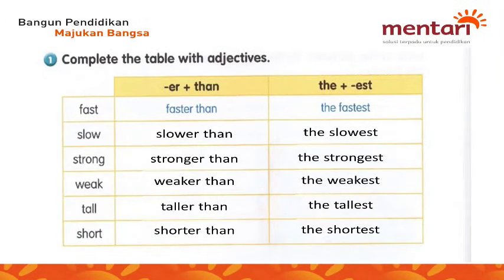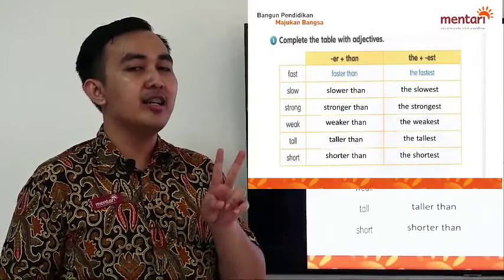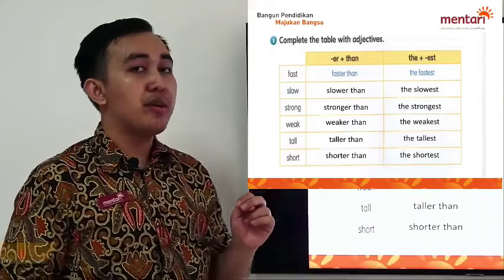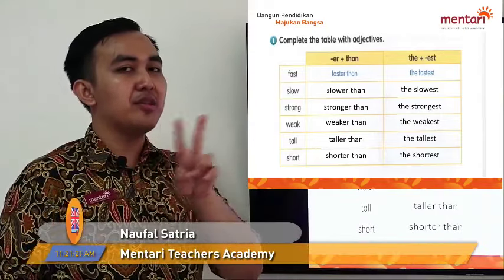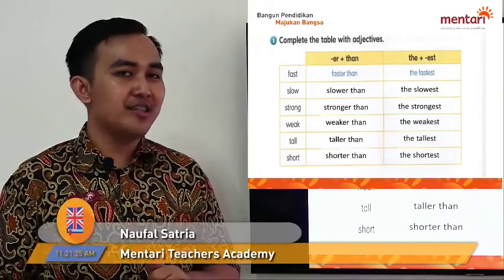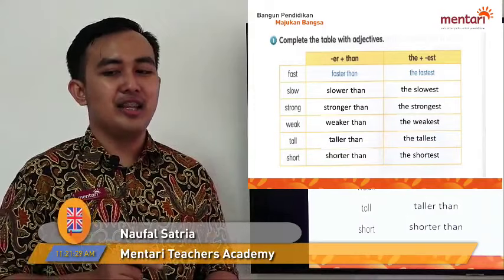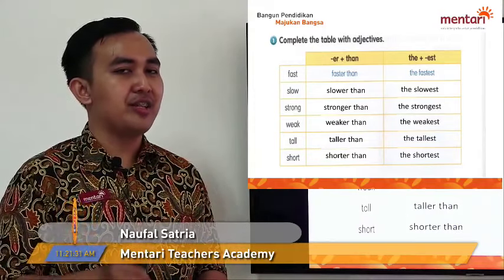So please make sure you put the boxes in the correct order. In this one, the first will be slower than, or maybe er plus than. You use it if you want to compare two things only, or if you want to compare more than two things, two animals or two people, you can use the plus est after the adjective. I think you already finished this.